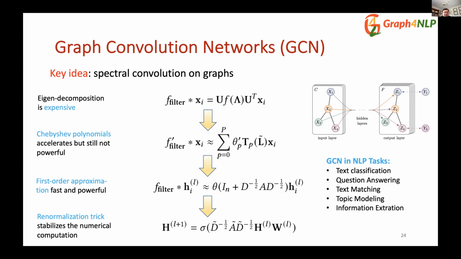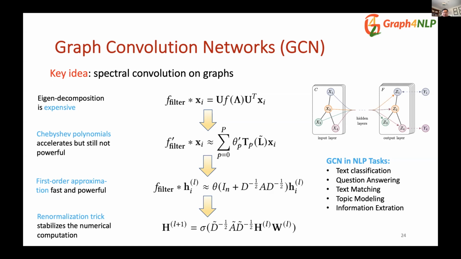Therefore, people thought about how to accelerate this computation by leveraging the Chebyshev polynomial. It is a very good approximation, but still not powerful enough. Later in the GCN paper, they developed the first order approximation by cutting off the Taylor expansion and only preserving the first order term. This becomes very fast because now you only have a matrix-vector operation. Although it's an approximation, it's so powerful. You just need to do a renormalization trick in order to stabilize the numerical computation.